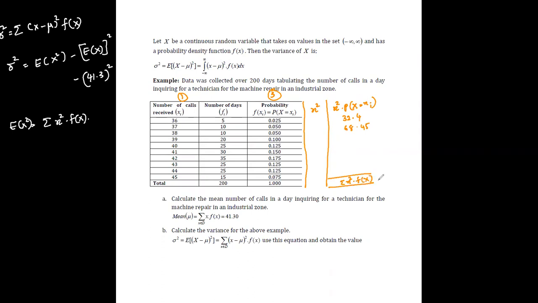We will call this summation value A, then you can substitute this value here. This is what we are getting: E(X squared) is equal to the summation of x squared f(x). You can do that substitution and perform the calculation to get the value of sigma squared, or the variance for this example.